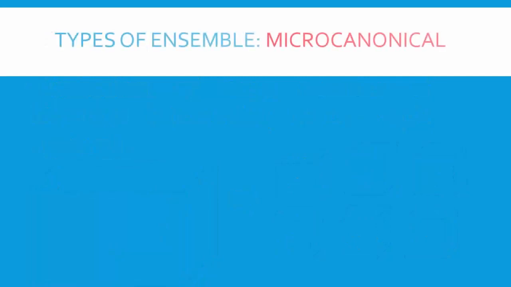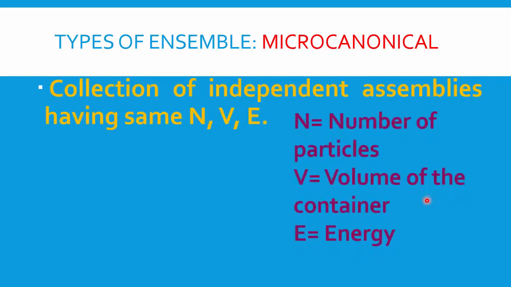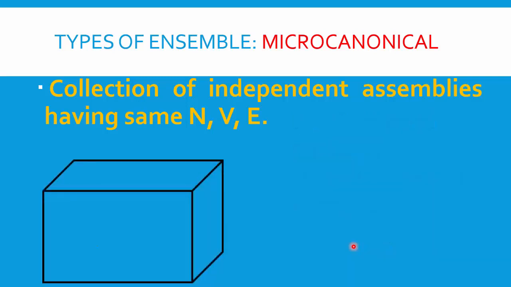Now there are basically three types of ensemble: the microcanonical ensemble, the canonical ensemble, and the grand canonical ensemble. When you say assembly, that means the collection of snapshots for a motion of particles, transformed into pictures. For each picture, if the number, volume, and energy, where N stands for the number of particles, V stands for the volume of the container, and E is the energy, remain the same, but some other parameters are changing, then that collection of information is called a microcanonical ensemble.